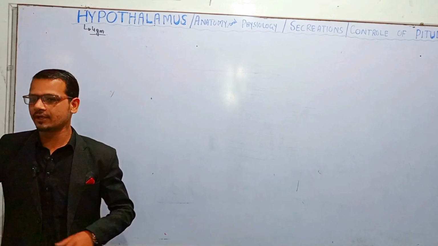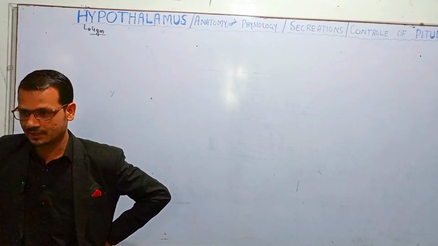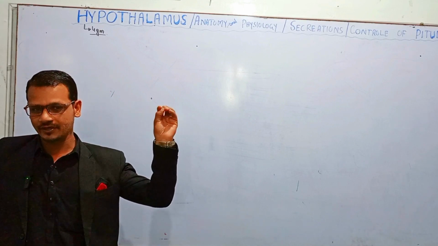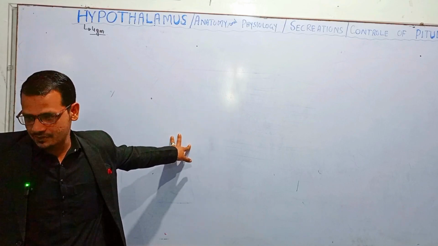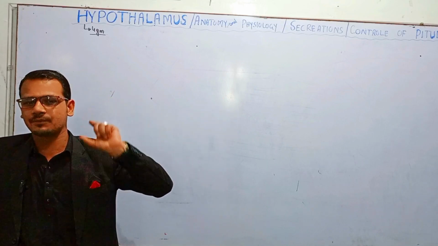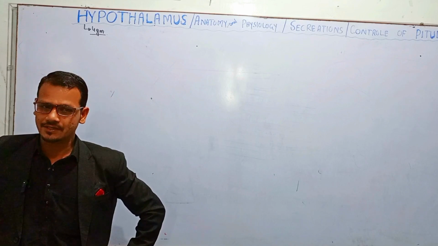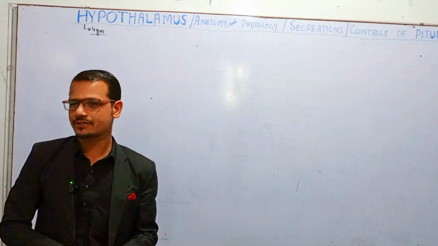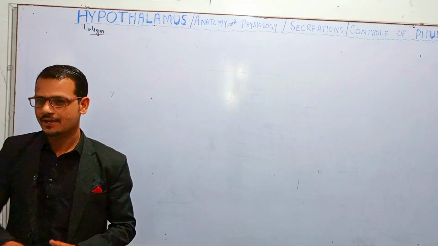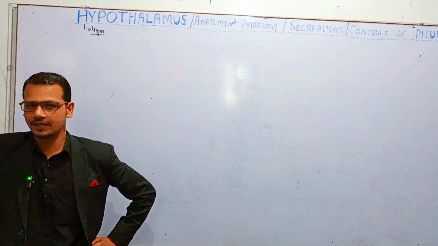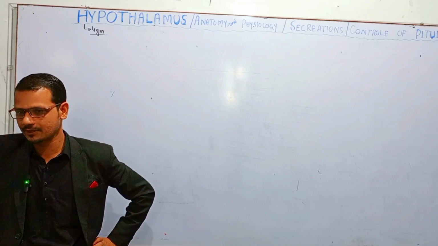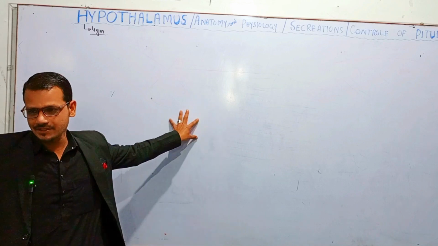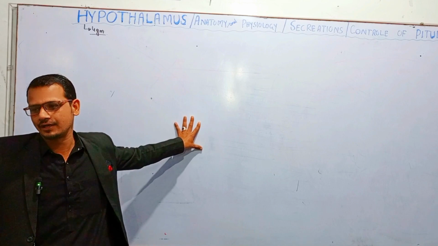Before we really go into the secretions or the functions of the hypothalamus and the endocrine functions of the hypothalamus, first we will learn about the anatomy and physiology, and also the exact location of the hypothalamus in the brain. Right? Our brain has how many parts? 3. Forebrain, midbrain, hindbrain. The forebrain is divided further into 2 parts: the cerebrum, the telencephalon, and the diencephalon.